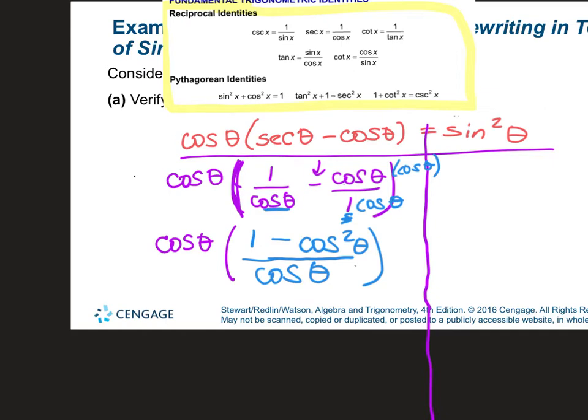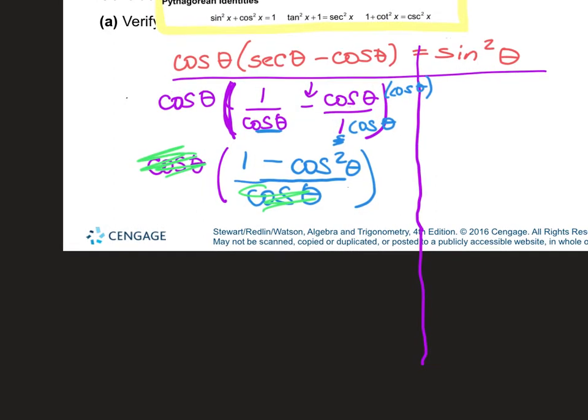Yeah, absolutely. We can cancel this. This one goes away, and this one goes away. So I'm left with 1 minus cosine squared theta. And on the right-hand side here, we haven't even touched it, but I have sine squared theta. Now, I want these two things to be exactly the same. I want everyone to look at this. Look at what we have. We have a 1, we have a cosine squared theta, and we have a sine squared theta.